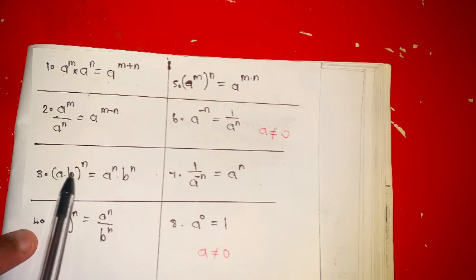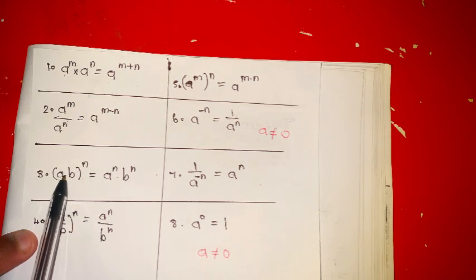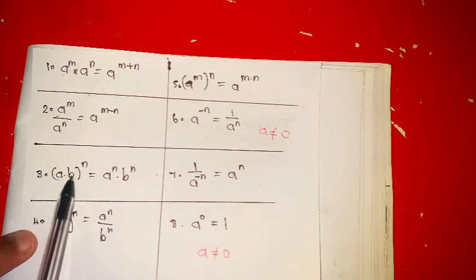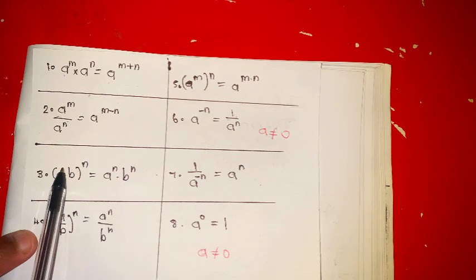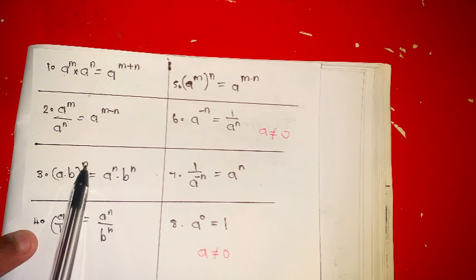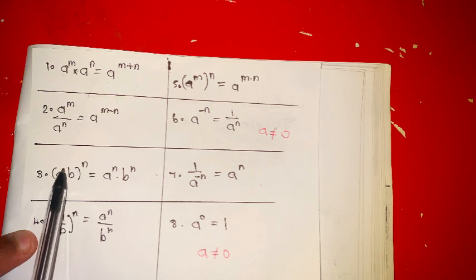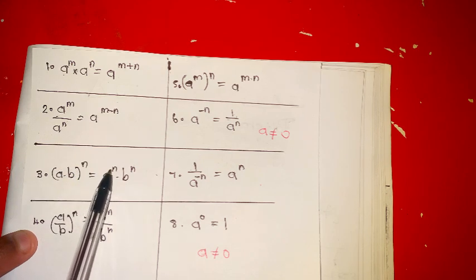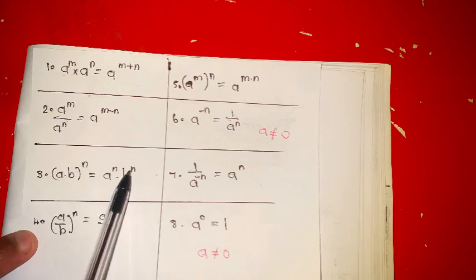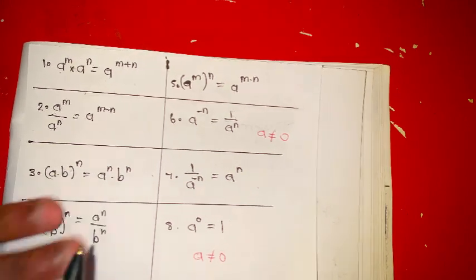So let's repeat. When the bases are different and they are being multiplied and raised to an exponent, you can multiply that exponent with the exponent of the 2 bases. So what you will have is a to the exponent 1 multiplied by b to the exponent 1. Now n will be multiplied with the exponents of both bases. So 1 times n will be n, and 1 times n will be n again. So a to the exponent n multiplied by b to the exponent n.